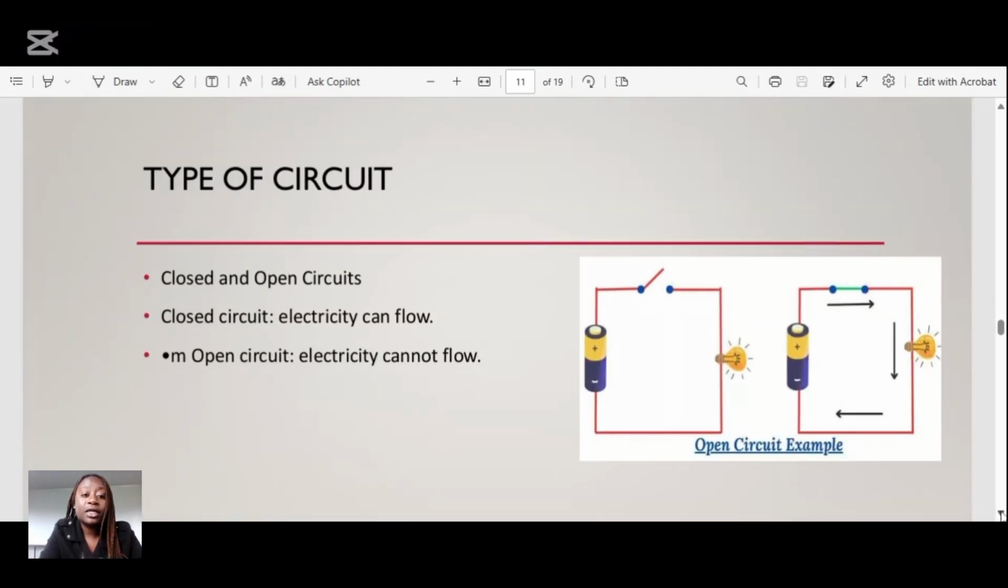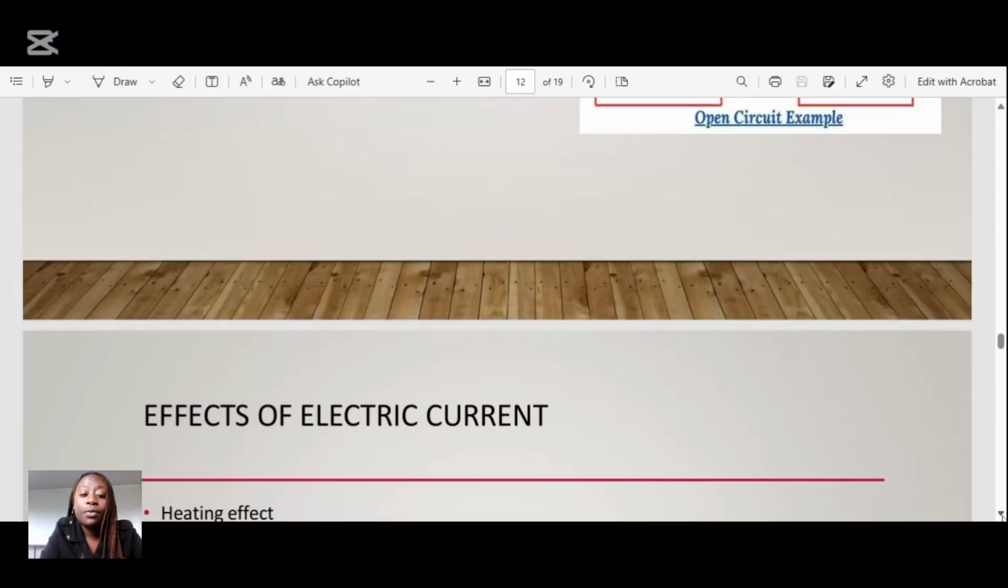Types of circuit. We have an open and a closed circuit. In these two circuits, we have two examples. Let's first define a closed circuit. Electricity can flow in a closed circuit, and in an open circuit, electricity cannot flow. Like I said, this is the open. You see, it's not closed, and the electricity cannot flow. And this is the closed one, and the electricity can flow. You can see these arrows, and the electricity can flow.